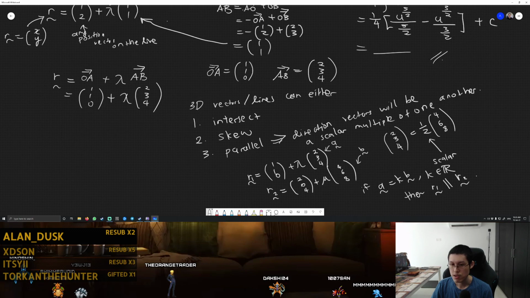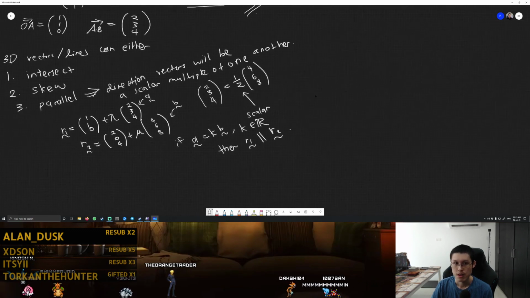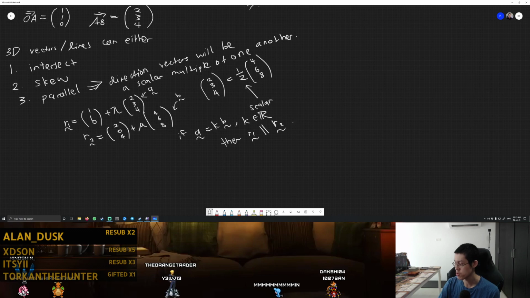That's how you check whether something is parallel or not. Now, what about intersection and skew? For this one I have to use an example to show you what's happening.